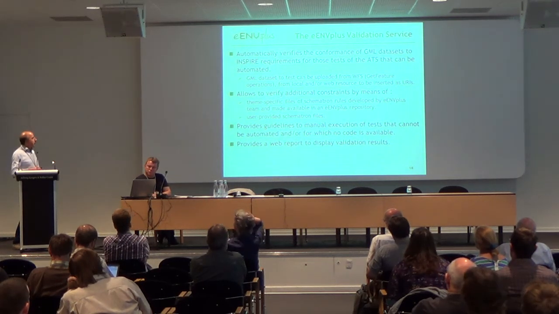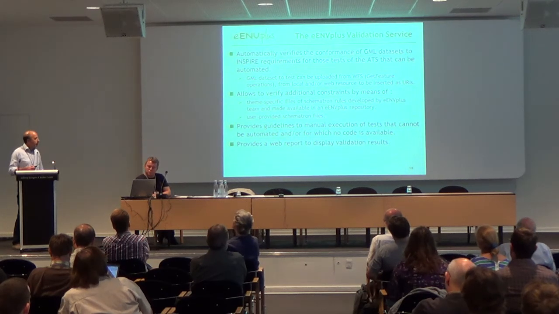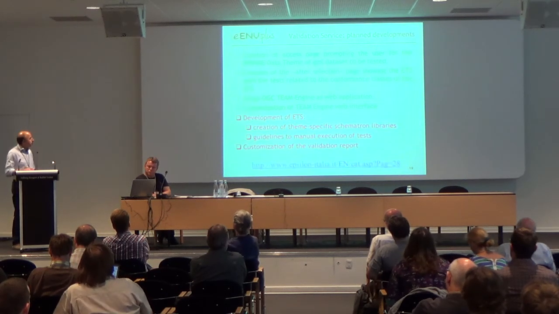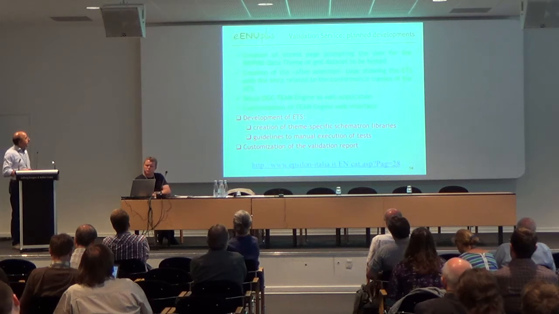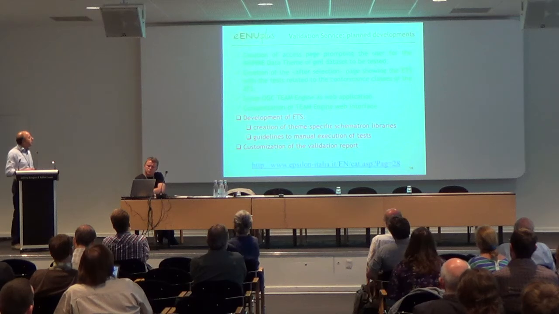Provides guidelines for manual execution of tests that cannot be automated, and also provides a web report to display the validation results. In terms of planned development, in green are the things that we already achieved in more or less 1.5 months since we started our work. So, the creation of an access page.